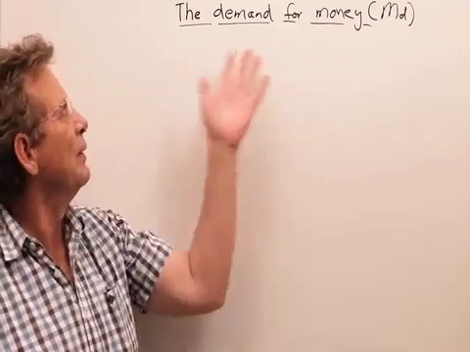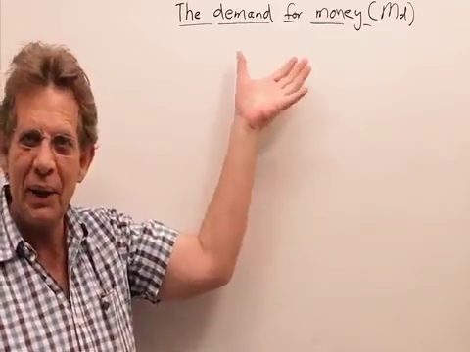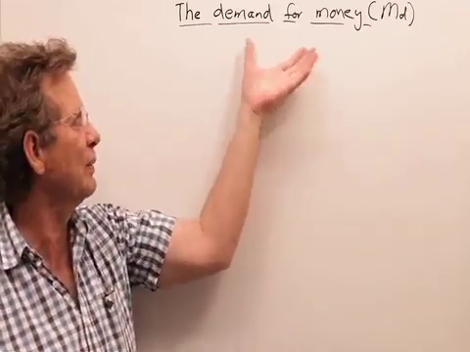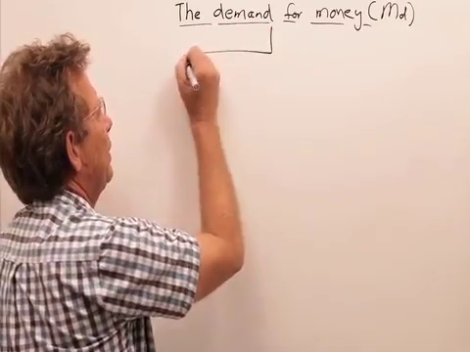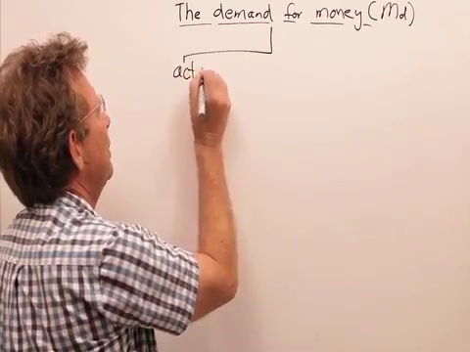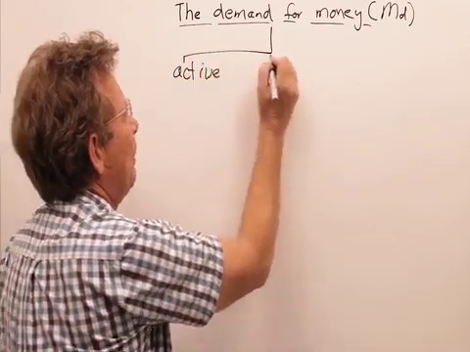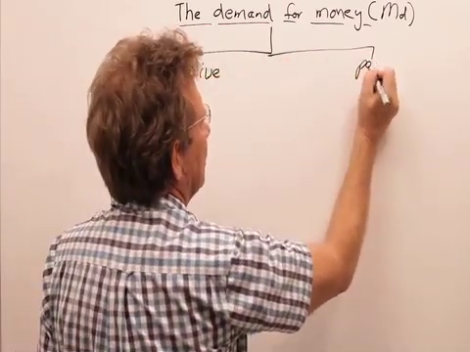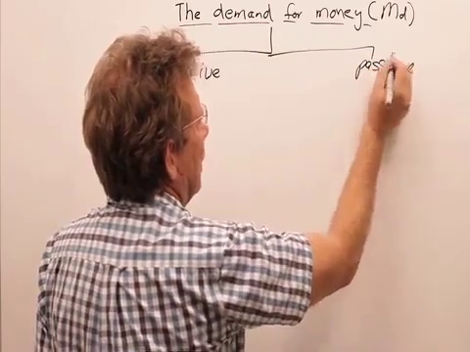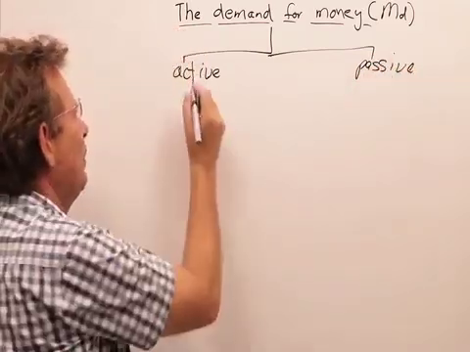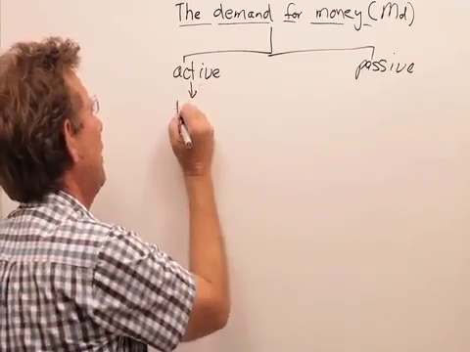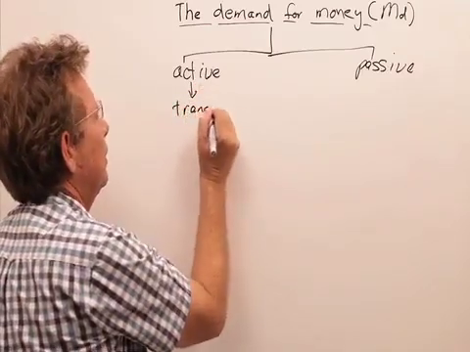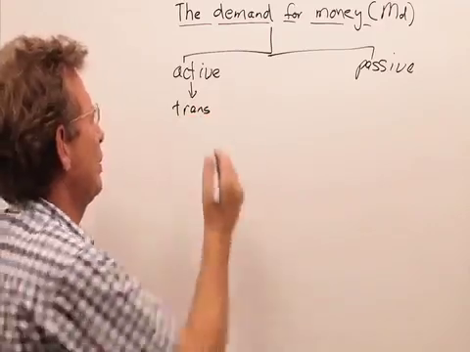The demand for money. This demand for money is based on Keynes' liquidity preference theory for money. And what we do here is we divide it up into what we call active balances and passive balances. Now, active balances are those balances we need to do transactions. That is to pay our bills, to go to the supermarket, buy your goods and services.